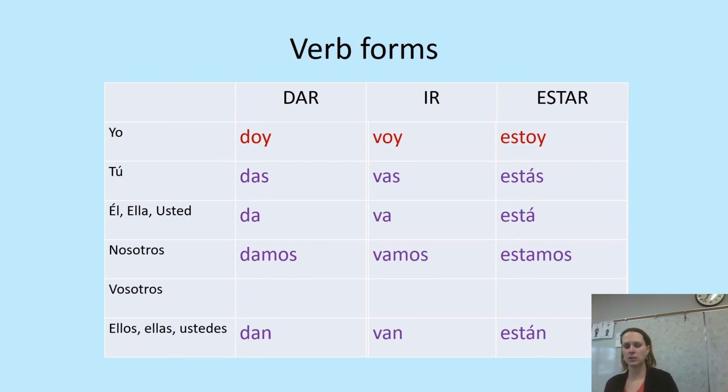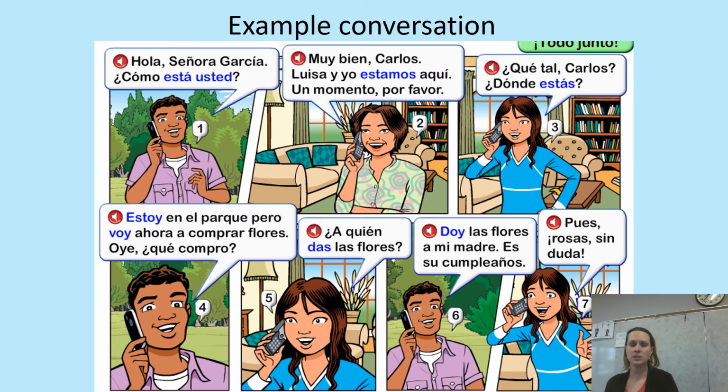Okay, and on the next slide we're going to take a look at a couple of example sentences. Okay, now this conversation we're just going to kind of take a look at, especially notice these verbs in blue, because it's either a form of estar, dar, or ir, one of the verbs we're talking about. Okay, so start out with número uno. Carlos is saying, hola, señora García, ¿cómo está usted? How are you? He's using that formal form. Okay, muy bien, Carlos. Luisa y yo estamos aquí. Un momento, por favor. So we are here, estamos aquí, and it's using that nosotros form.